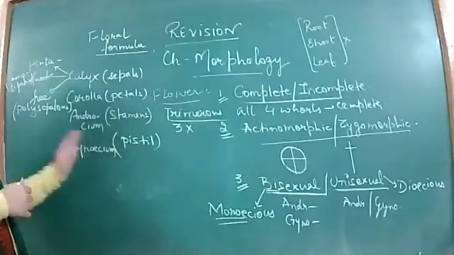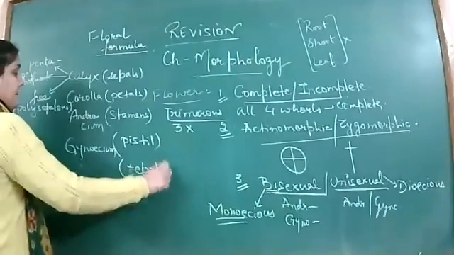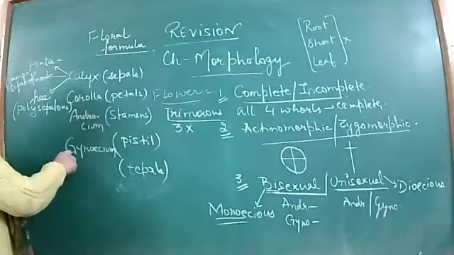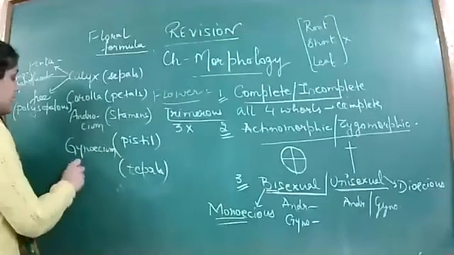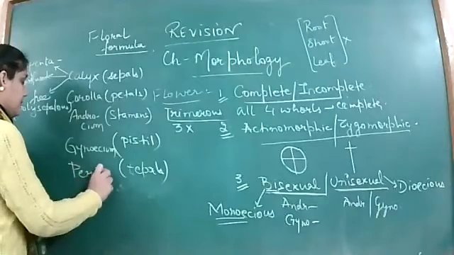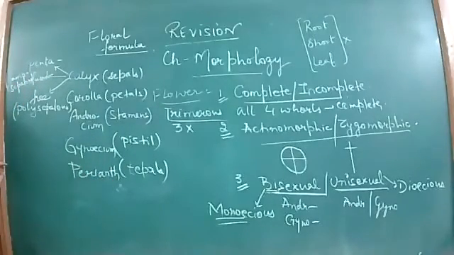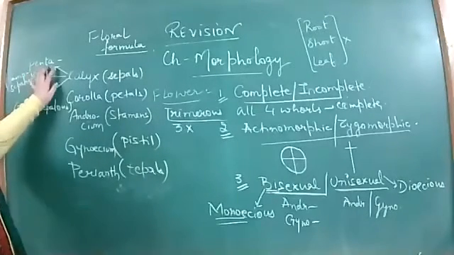And what is the whorl of the tepals called? Perianth. The whorl of tepals is called perianth. So the trimerous, tetramerous, pentamerous condition will be concerned.